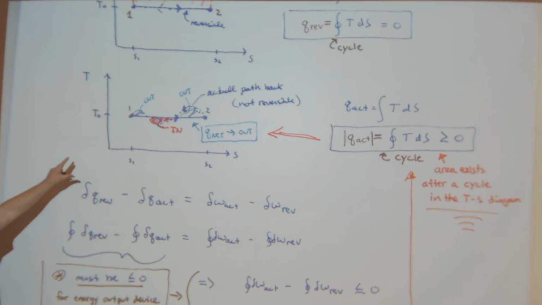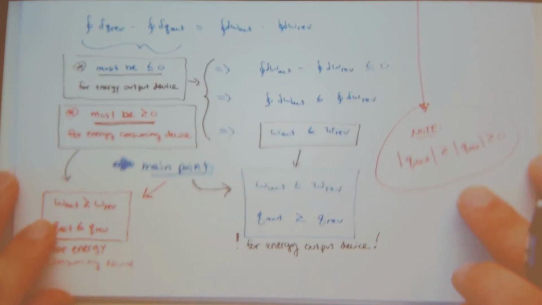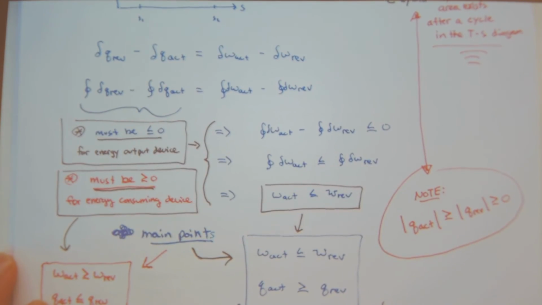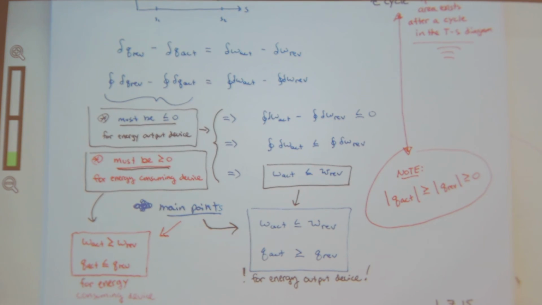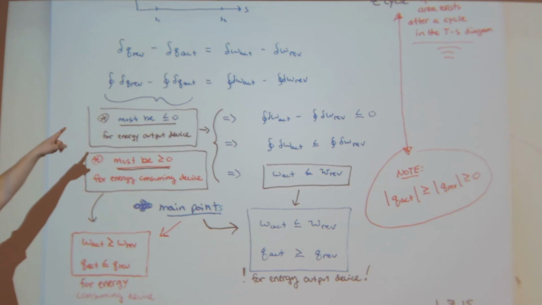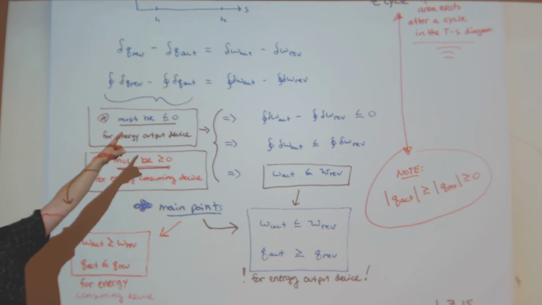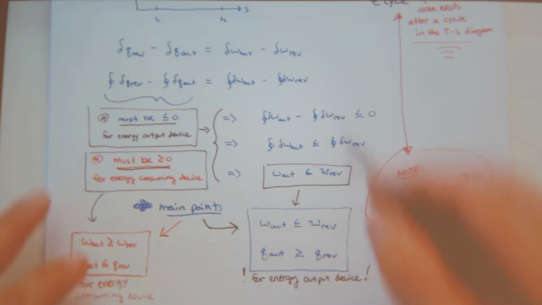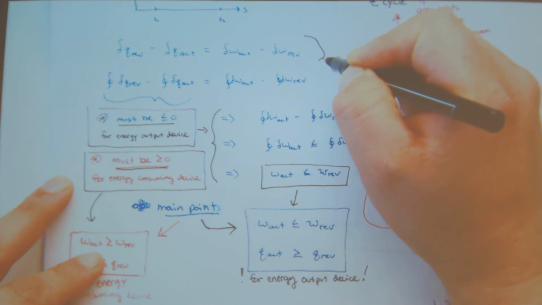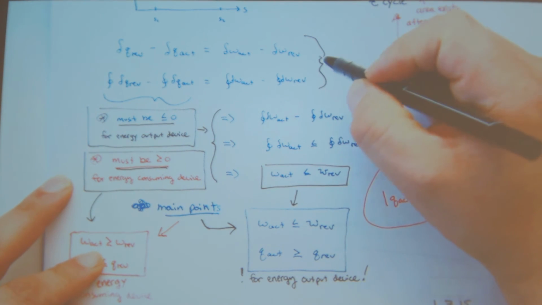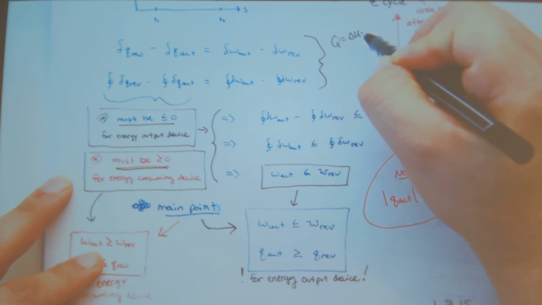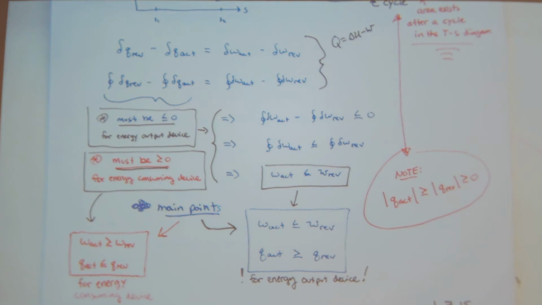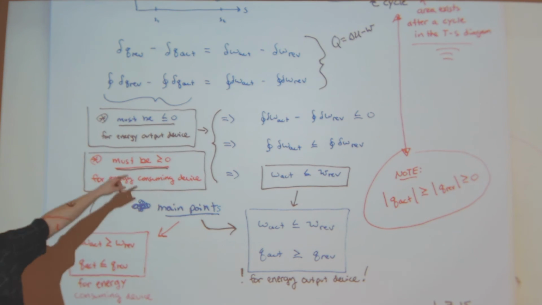So any questions? And then I had some more on how you can go about doing this Q reversible minus Q actual. So just as a refresher, this part here came from the first law. Q equals delta U minus W. Okay? I'm talking about a cycle.